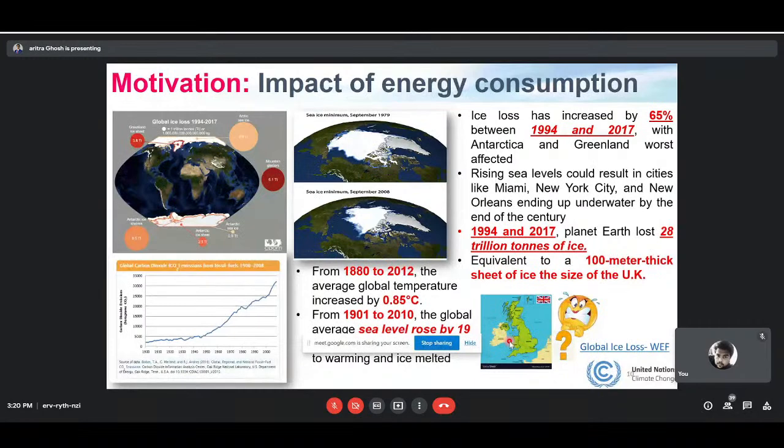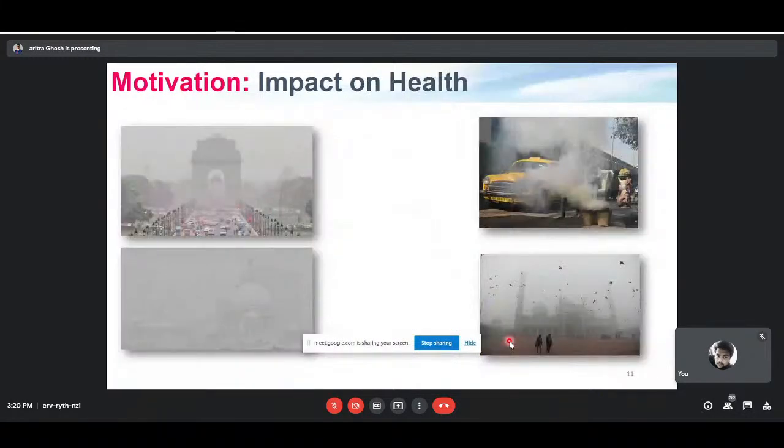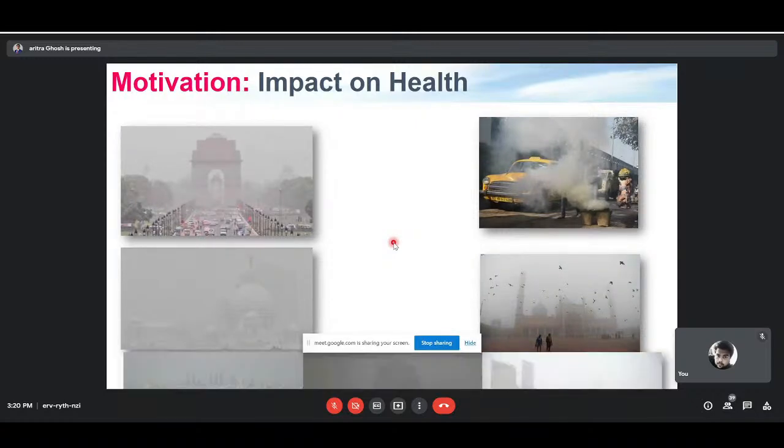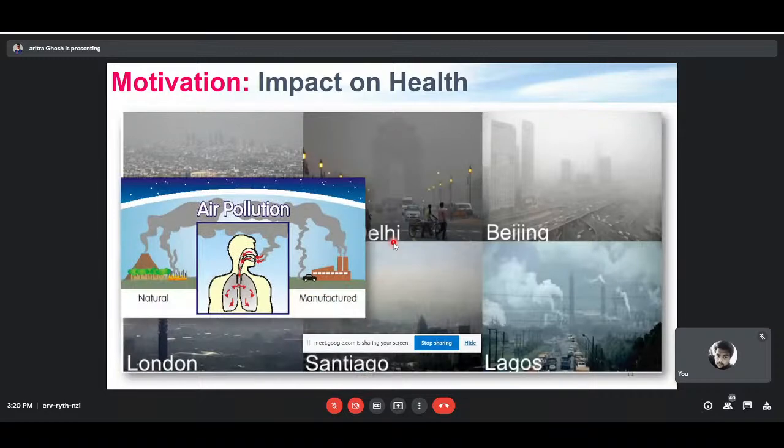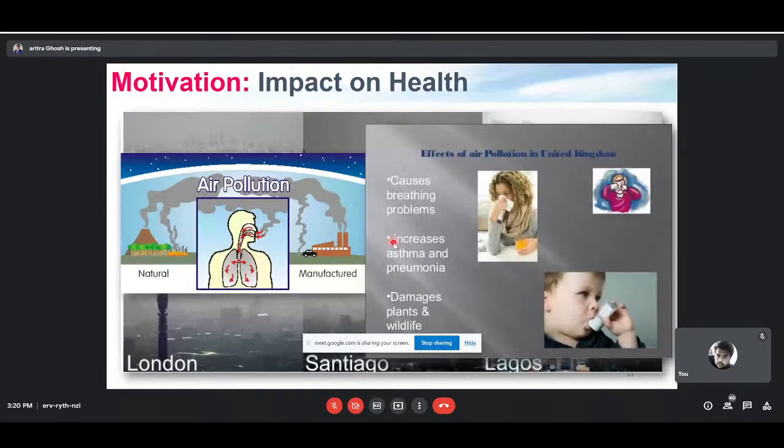There can be another adverse impact. Another adverse impact is health. Mostly I have selected these photos from the Indian side, because of this fossil fuel generation and pollution, we also have an impact on health, and this is also true for any big city. It can be Los Angeles, New Delhi, Beijing, Lagos, San Diego, London, anywhere. The bad impacts include causing asthma and COPD. Also, we have issues with the eyes.